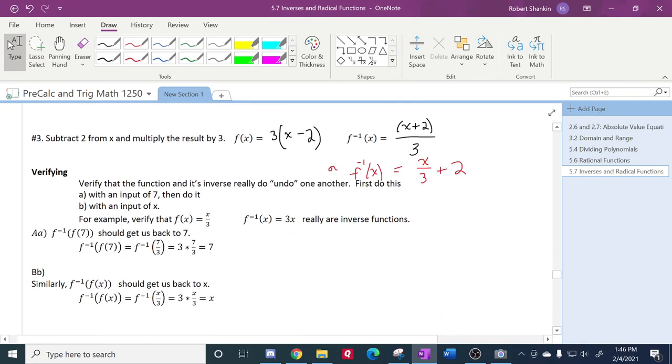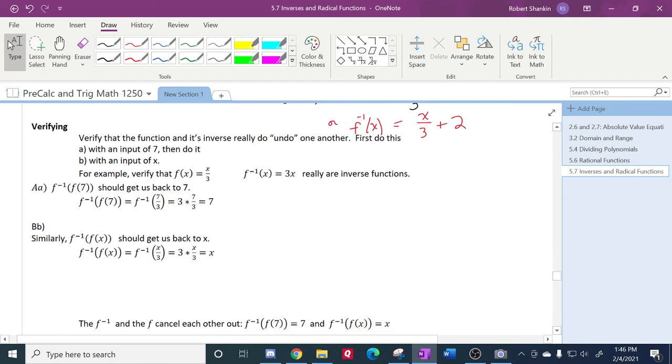Okay. Now, let's look at verify. Verify that the function and its inverse really do undo one another. First, we'll do this with the input of 7, and then we'll do it with an input of x. For example, verify that f of x is equal to x divided by 3. So, f inverse of x, verify that these two things are really inverse functions.